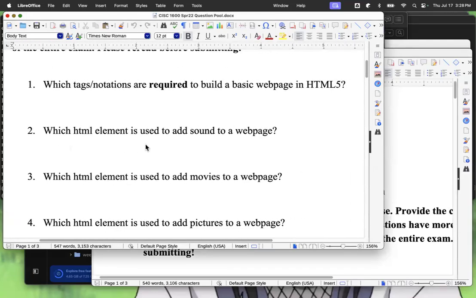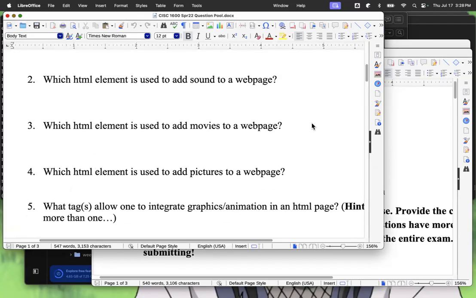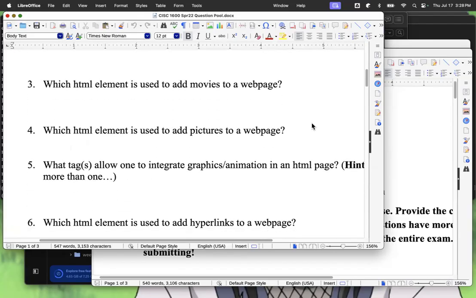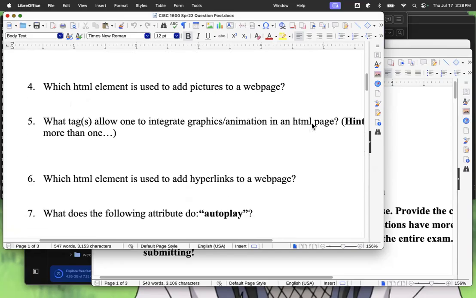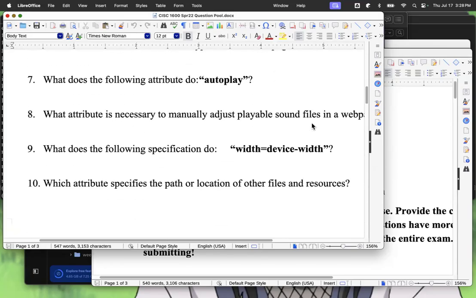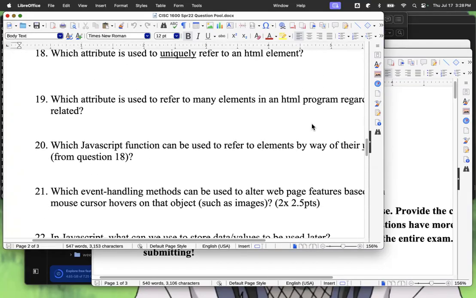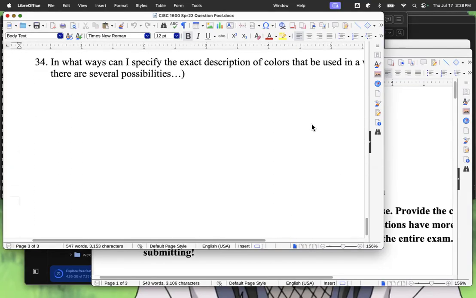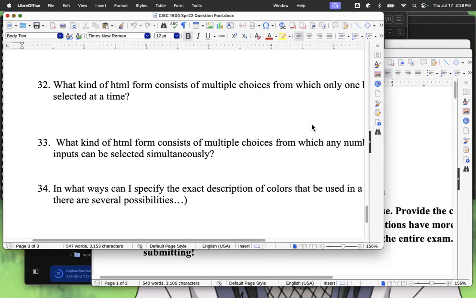Here I have things like which tags and notations are required to build a basic web page in HTML5, and what HTML elements are used to add sounds to a web page, add movies, add pictures. As you can see, all of these here are my question pool. It's somewhat larger than anything I would give the students in the actual classroom. But my question pool is what I build up over the semester, right?